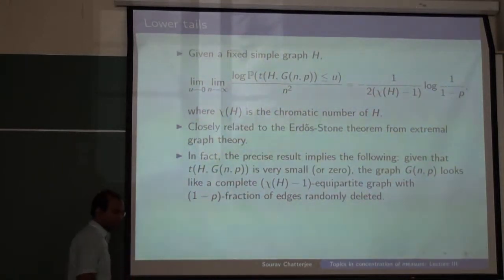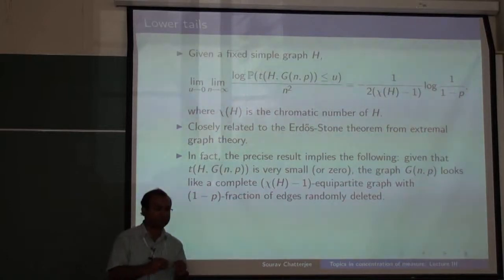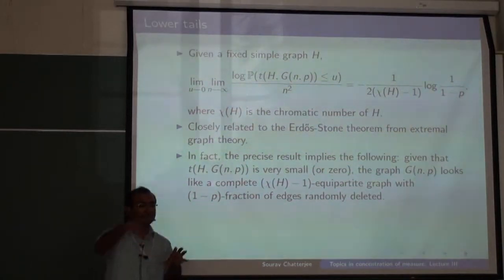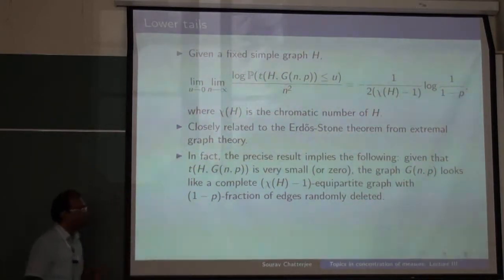So for instance, if the number of triangles is very small, with high probability it will be a bipartite graph with two almost equal sizes. And generally it'll be equipartite. So this sort of result you can prove. But again, for fixed u, we don't know how to evaluate it. Formally there is an expression, there is a variational problem, but we don't know how to solve it.